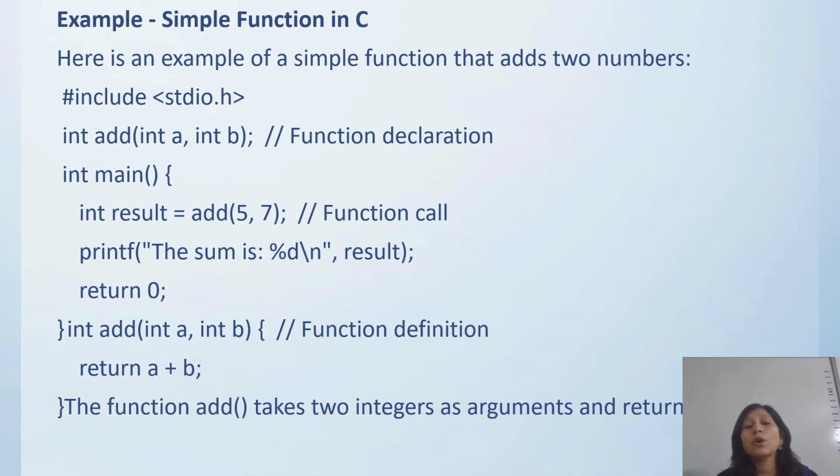When this function is called, it jumps directly to the add function. At the bottom, there is int add with a and b. So 5 and 7 are supplied as a and b, where 5 and 7 are added together. So 5 plus 7 is 12, and it is returned to the calling program, where it is stored in the result. And finally, the result is printed. So it is a simple function that basically takes two arguments as parameters and returns the sum.